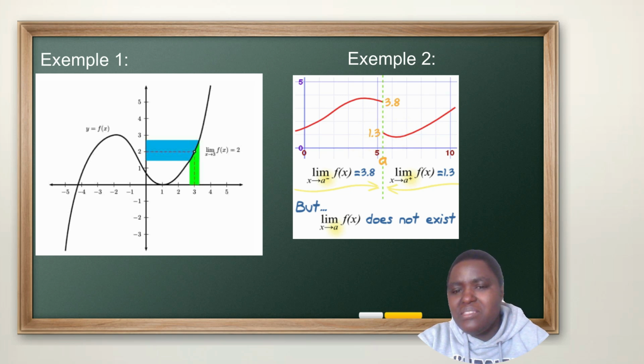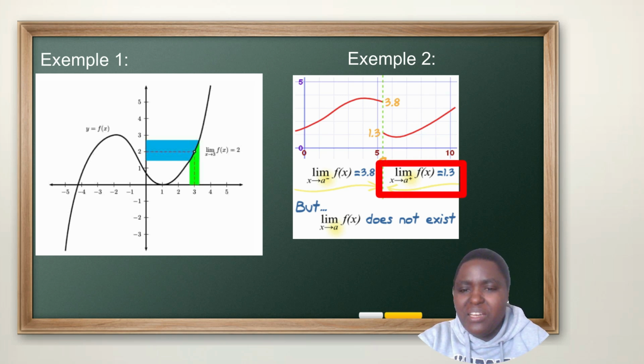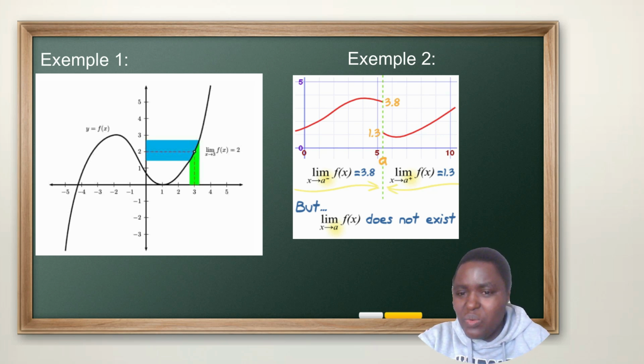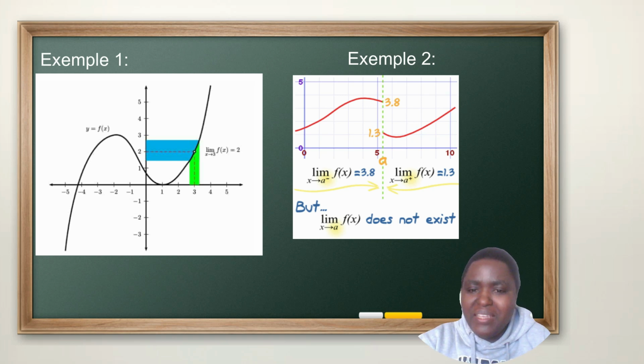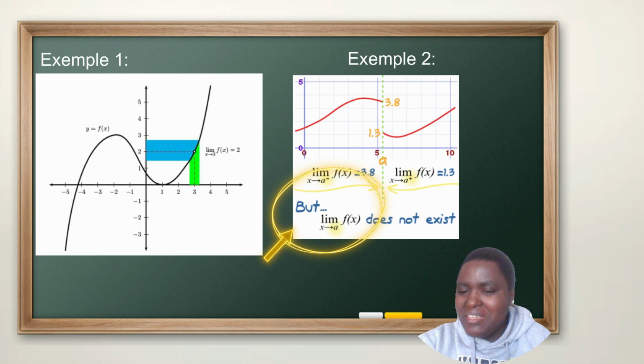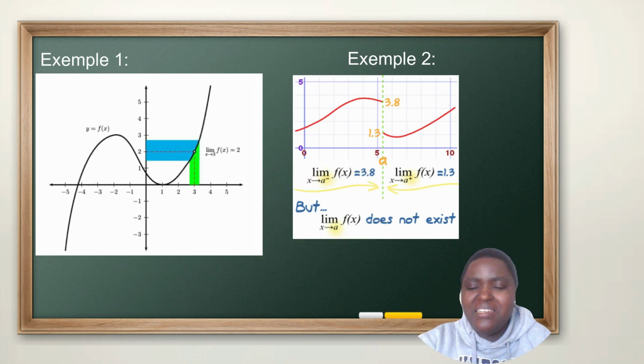So what does this mean? This means that the left hand side limit of f of x at x equal to a is equal to 3.8, and the right hand side limit of this function f of x at x equal to a is equal to 1.3. So you can see that these two limits are not equal. The left hand side limit and the right hand side limit are not equal. So this means that our function does not have a limit at the point x equal to a. So this limit doesn't exist. So you see, when we inspect a graph, we can easily detect the limit of a function at a given point. Good.